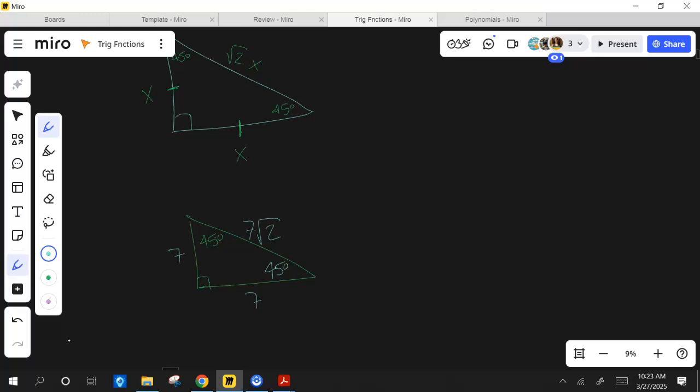So that's the pattern. Now, will it always look exactly like that? No. It doesn't matter, just because you could write this as X times the square root of 2, either way. Now, that's the easy way to look at it.